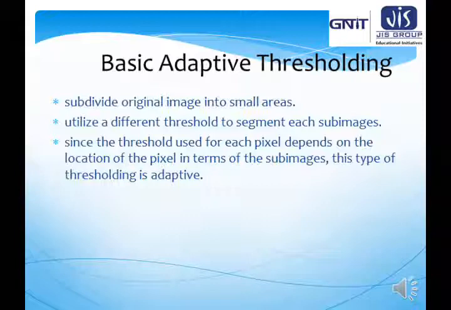Now there is a very important term known as adaptive thresholding. We have learned a little bit about thresholding, now we should go for adaptive thresholding. There are some basic points. We have to subdivide the original image into small areas and utilize a different threshold to segment each sub-image. Since the threshold used for each pixel depends on the location of the pixel in terms of the sub-images, this type of thresholding is known as the adaptive thresholding technique. So these are the basic points for the adaptive thresholding process.